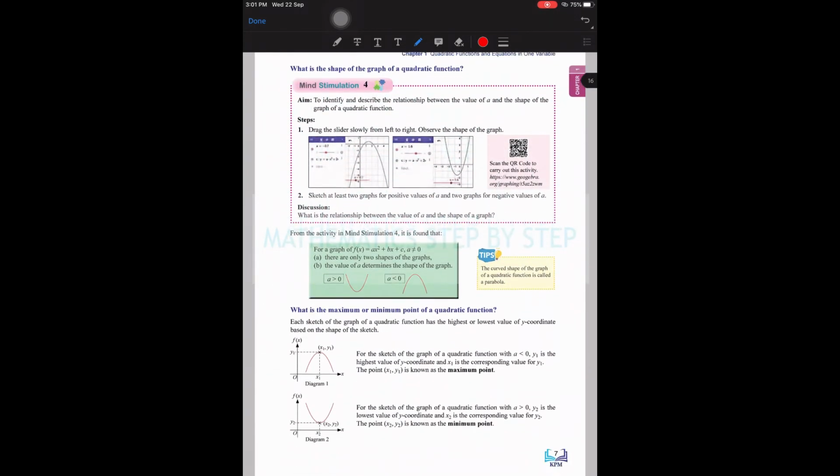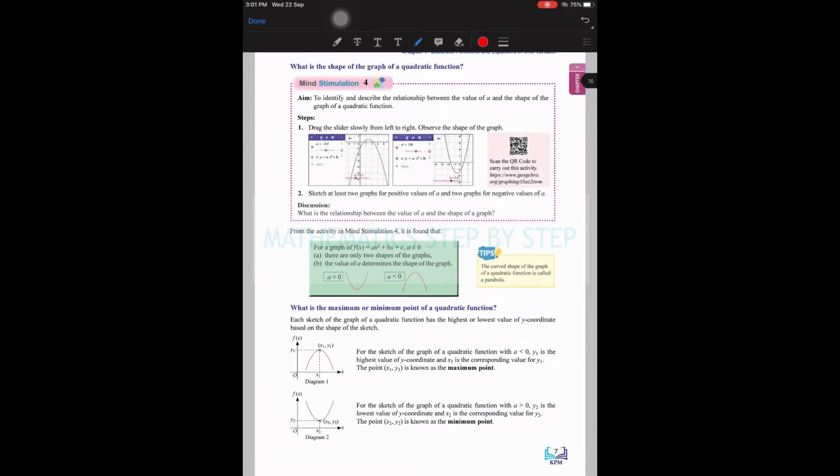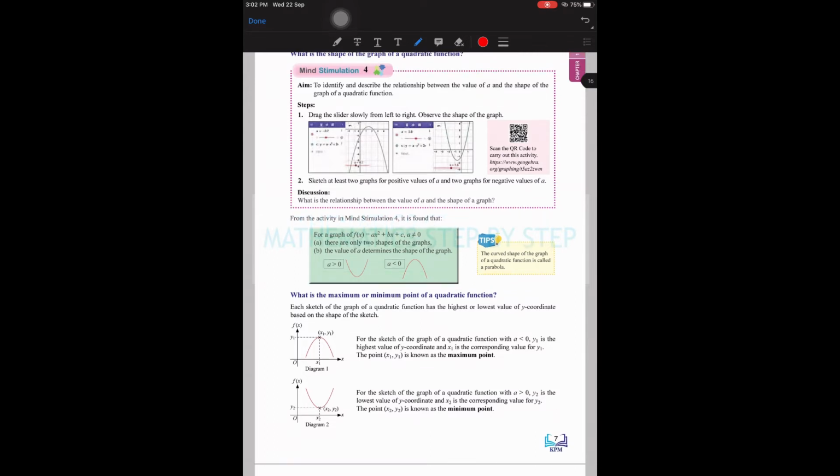Then mind stimulation 4. So this mind stimulation 4, you guys will do it at home, okay? So the conclusion from mind stimulation 4, we'll find that for a graph of f(x) equals ax squared plus bx plus c, if a is greater than 0, it is a smiley. If a is less than 0, it is an inverted smiley, okay? So this shape of a quadratic function is called a parabola, okay?